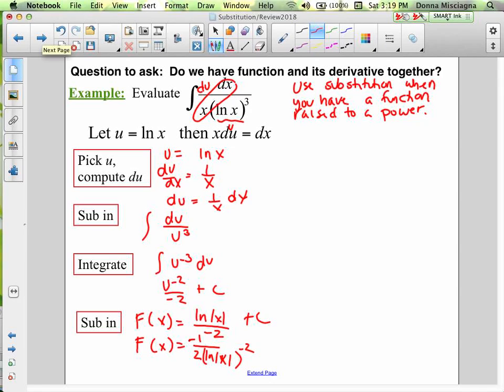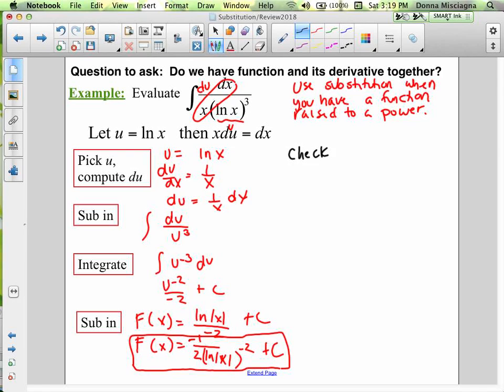There we go. All right? And we can do a check, right? So, oh, and then don't forget our plus c. Come on, plus c. There it goes. All right, so this is our final answer.